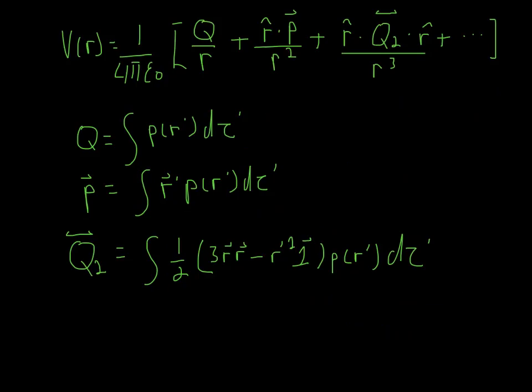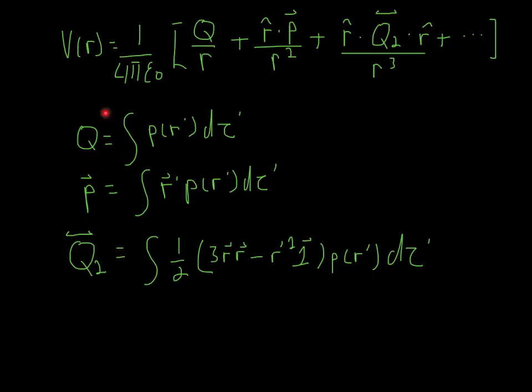So here's the potential, at least up to the quadrupole term, in all its compact glory. Again, here's the monopole term. It goes like 1 over r. It dominates, and so you don't really worry about any other terms unless the total Q is 0. Here is the dipole contribution. It goes like 1 over r squared, and here's the quadrupole contribution. It goes like 1 over r cubed.